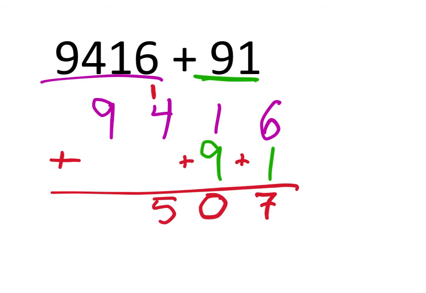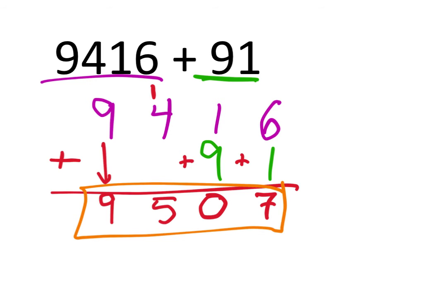All right, well, the 9 in the thousands place value doesn't have anything to operate with, so it's just going to show as still a 9. So this ends up being 9,507.